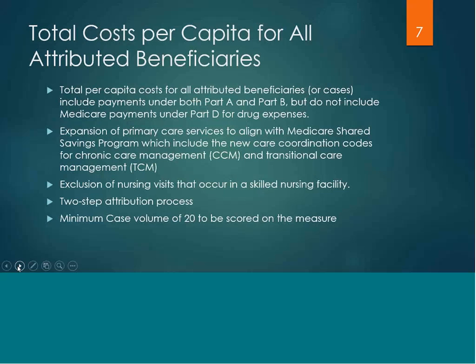The total per capita cost for all attributed beneficiaries includes payments under both Part A and Part B, but does not include the Medicare payments under Part D for drug expenses. There has been an expansion of primary care services to align with the Medicare Shared Savings Program, which include the new care coordination codes for chronic care management and transitional care management. It is excluding the nursing visits that occur in a skilled nursing facility. There is a two-step attribution process, and this cost measure does require a minimum of 20 cases in order to be scored.